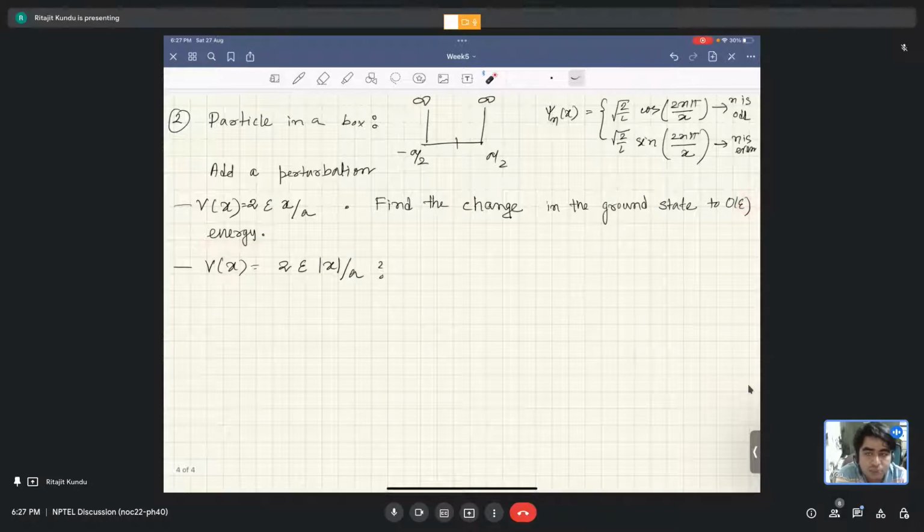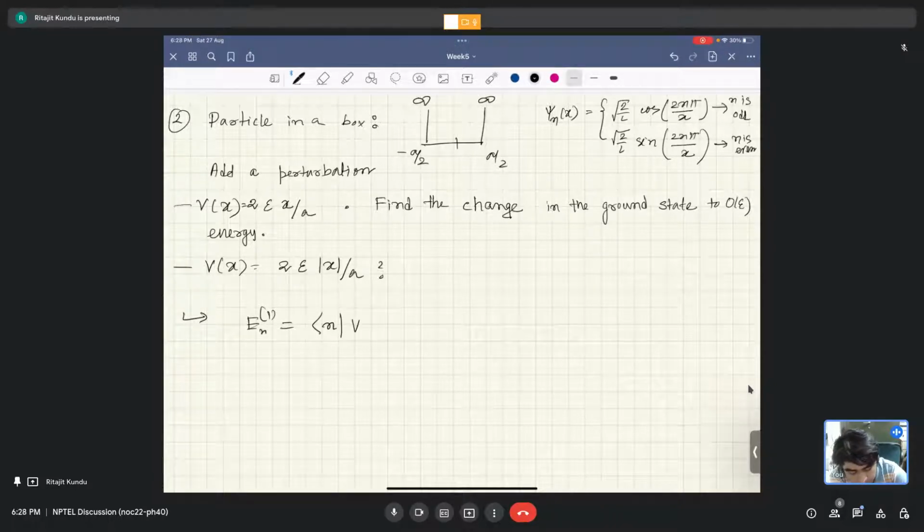That means up to linear order, and here epsilon is the parameter in which I want to expand this perturbative series. So let's look at how to do this. First of all, I'll try to calculate the first order correction. The first order correction in En is given by the expectation value of V in the state n.